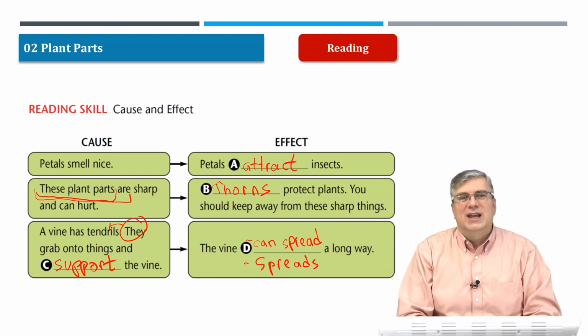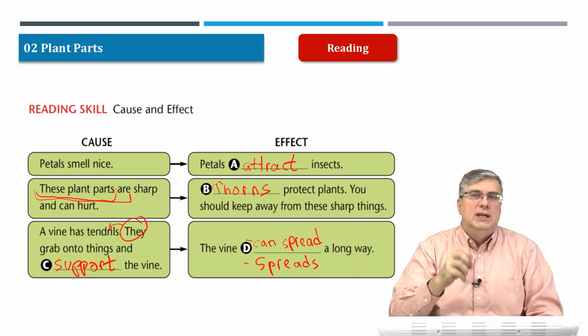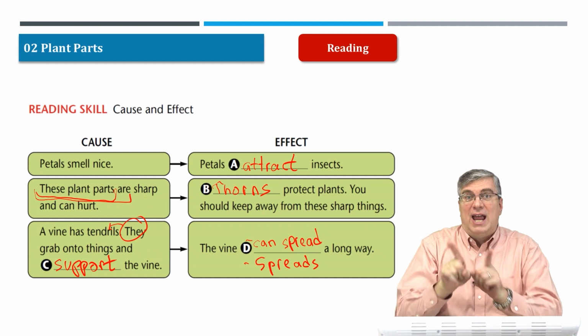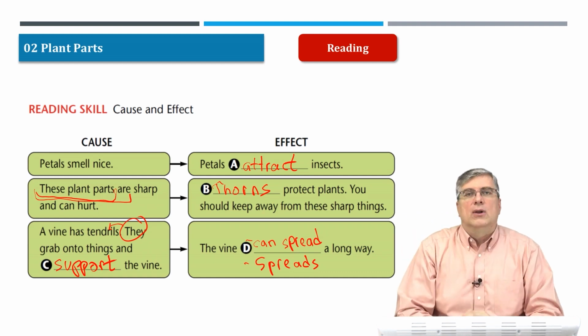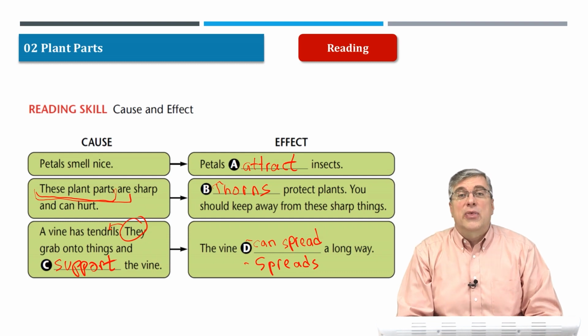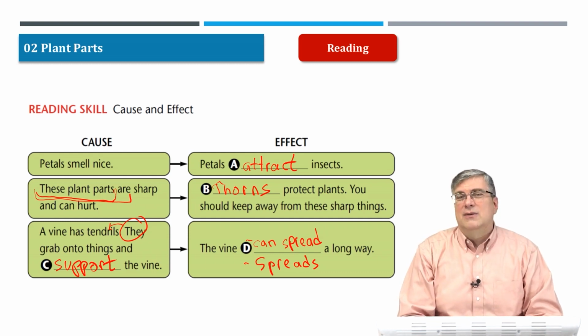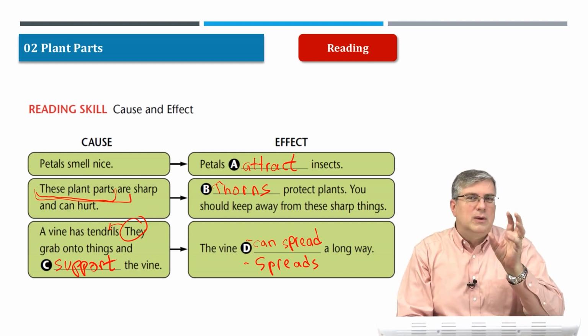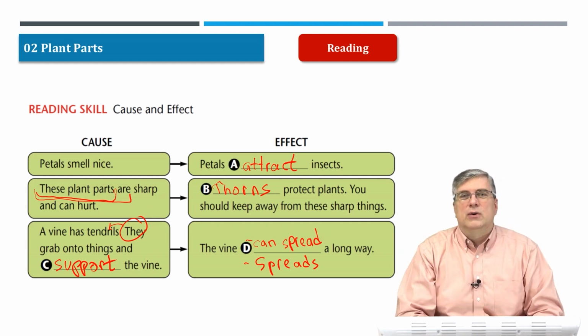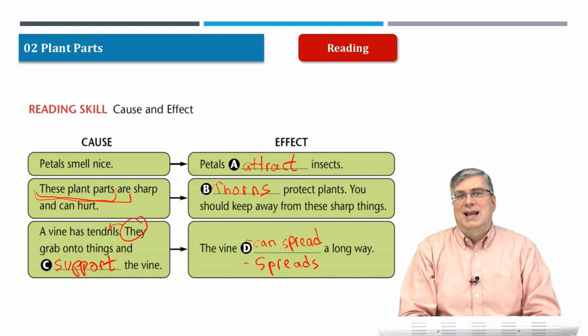So some flowers have petals to attract insects. Some plants grow fruit to drop seeds to reproduce. Some plants in the desert have thorns, and we have to be careful of those. So plants are very interesting living things that we can study, and we can figure out what the causes are, and what the results are of those features of the plants.